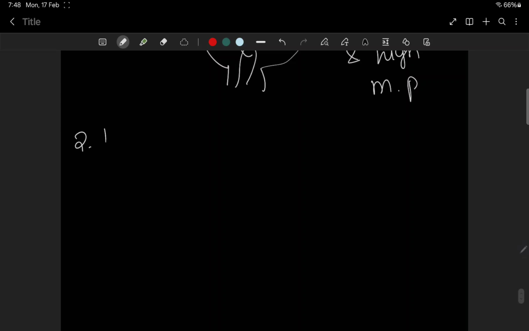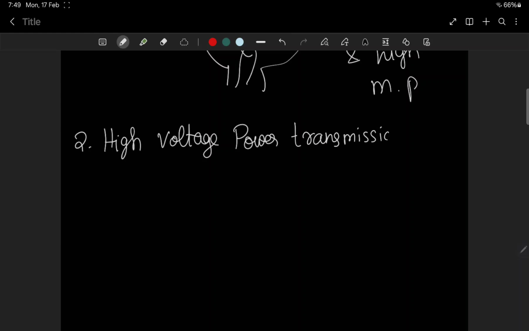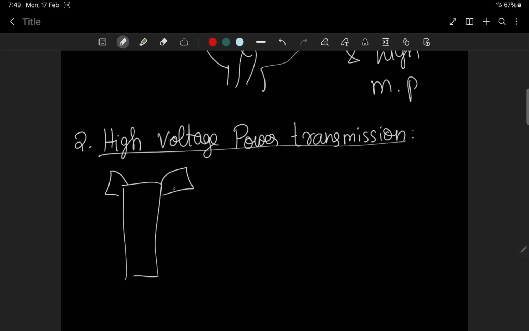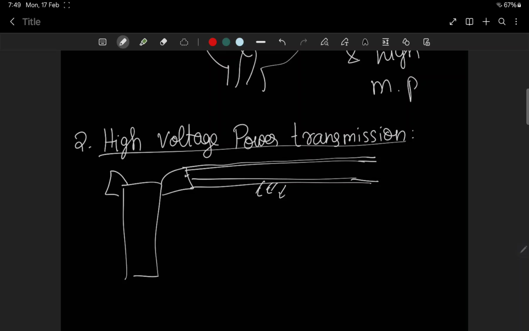Now second one is high voltage power transmission. Look, this is a transformer, step up transformer. This transformer brings current to us using high voltage lines. The problem is that these lines lose a lot of current as heat. This is an example of heating effect of current.